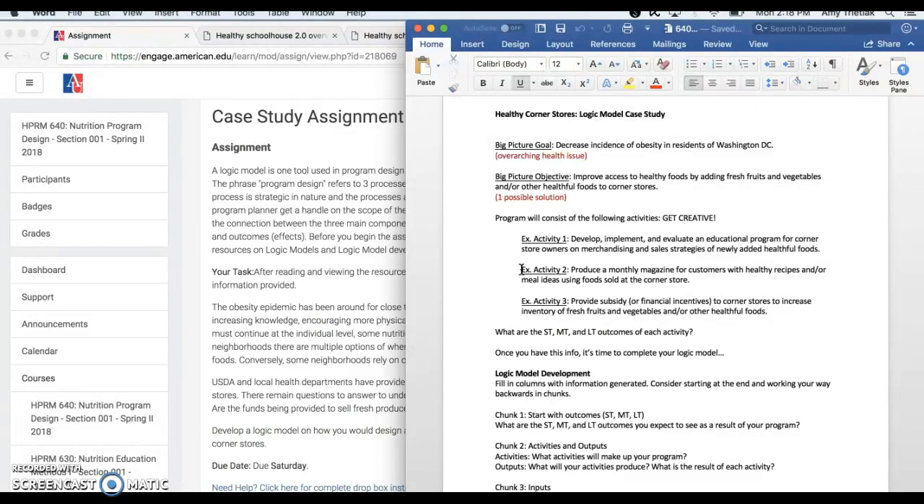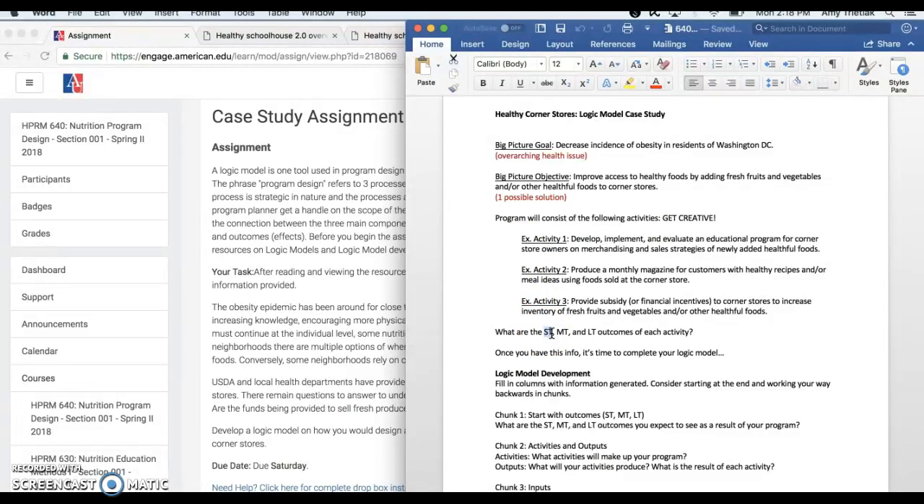So, using these activities as an example, I'm moving down here. What are the short-term, medium-term, and long-term outcomes of each activity? This is the next step that I would go through. I would look at each activity and start to think about what changes I want to see if we're talking about short-term outcomes.